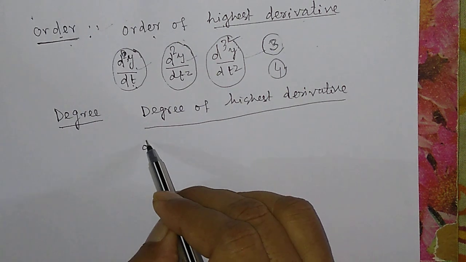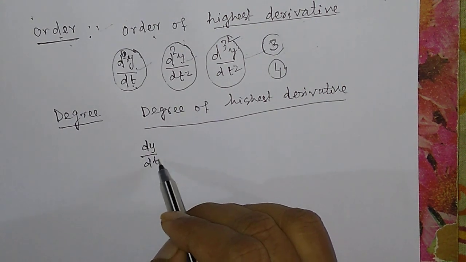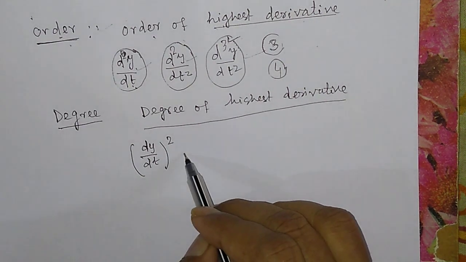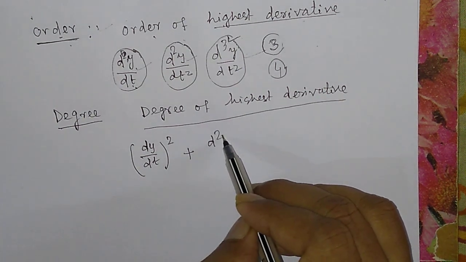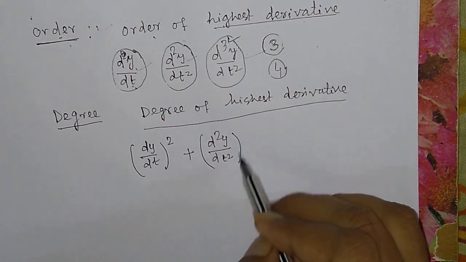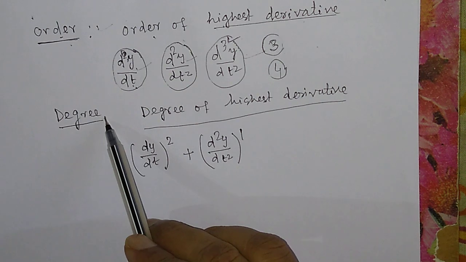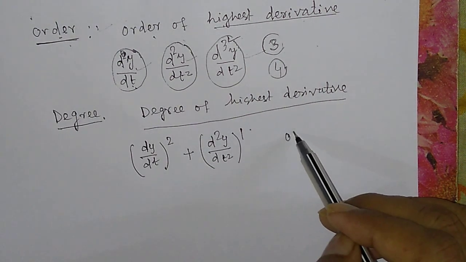Suppose you have in a differential equation a first order derivative and its degree is 2, and also in the same differential equation you have a second order derivative and its degree is 1. Then what will be the degree of the differential equation? The degree of the differential equation will be equal to 1.